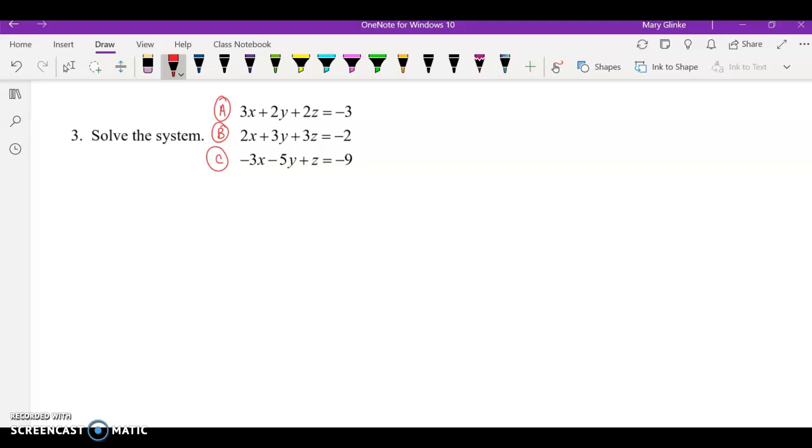You're going to pick a variable that you want to eliminate. It doesn't matter which one. I'm going to eliminate x. I'm going to take equation A and equation C and use those to eliminate x because they're already set up nicely for that. When I eliminate x for those, I get negative 3y plus 3z equals negative 12.